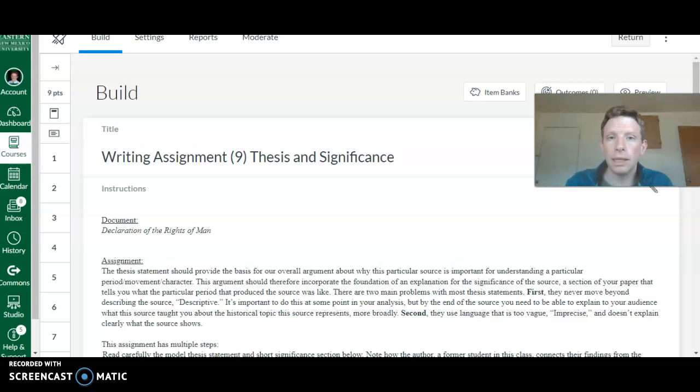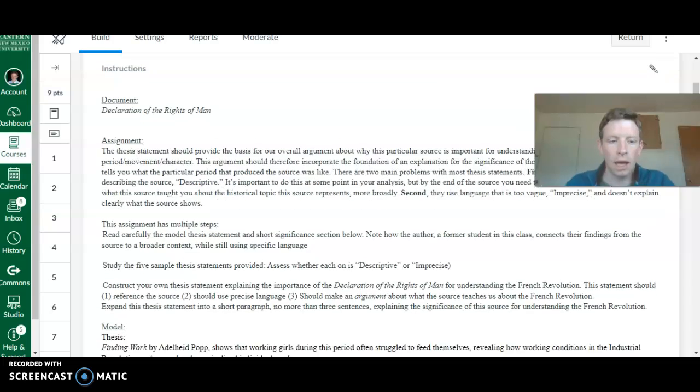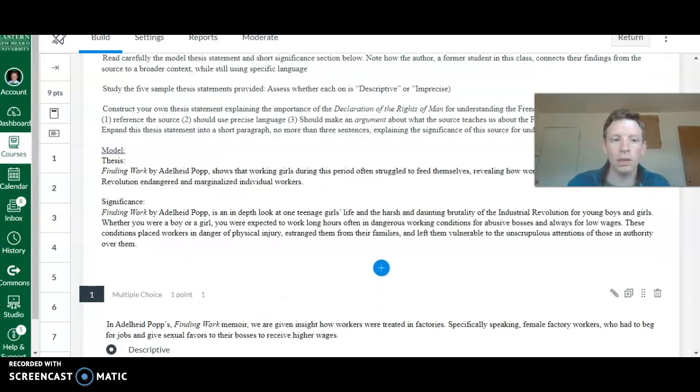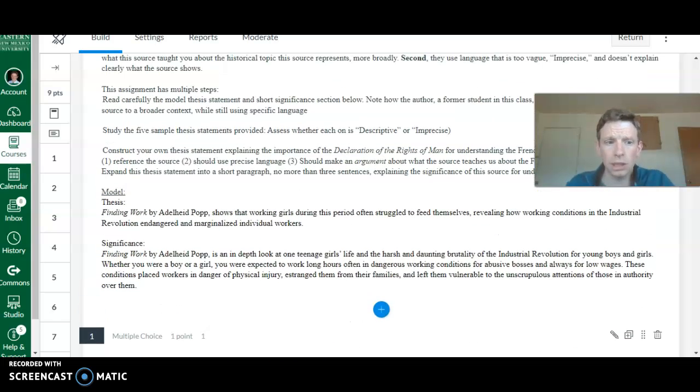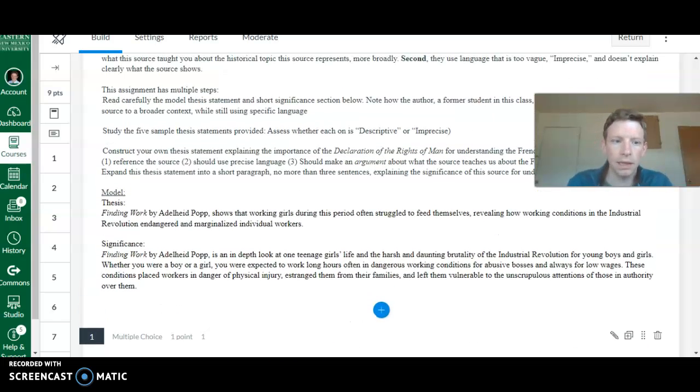Okay, so that's to give you a sense of what to avoid, what to look for in a thesis statement, and how a significance statement builds on a thesis statement. So now I'm just going to give you a quick overview of this assignment. I've set it up as a quiz. I've given you a model thesis statement and a model significance statement here. Let's look at the model thesis statement quickly together.